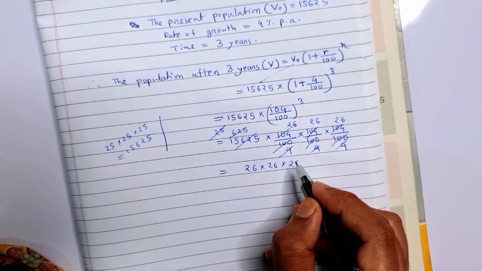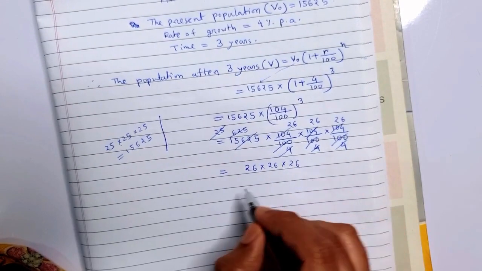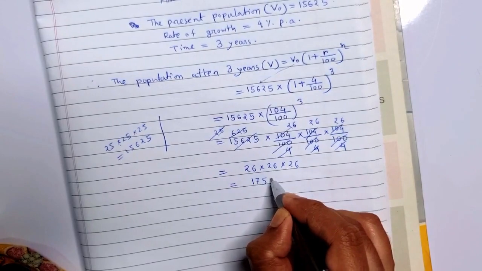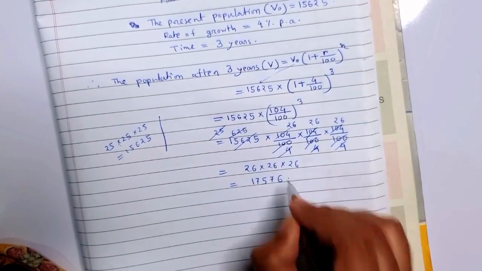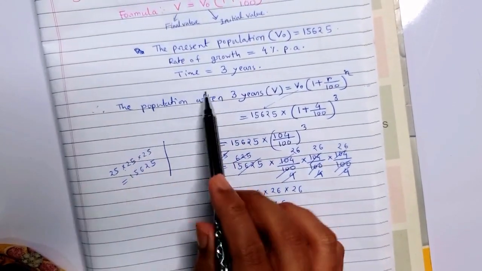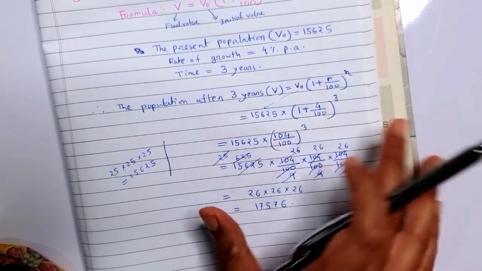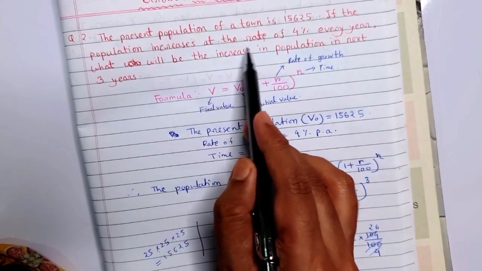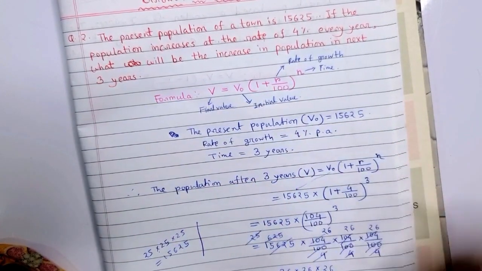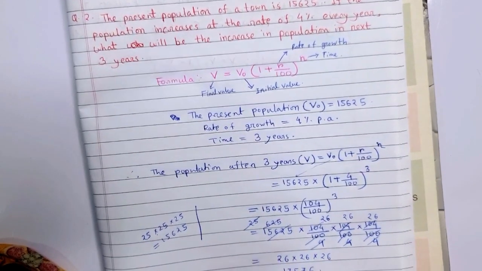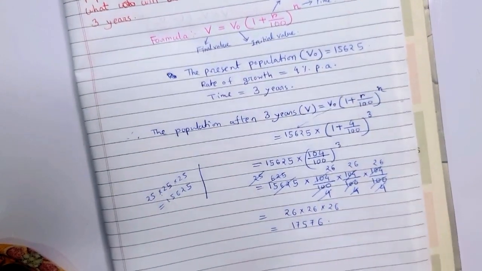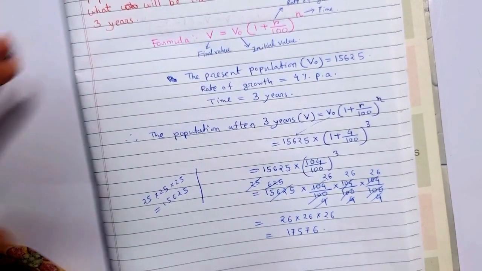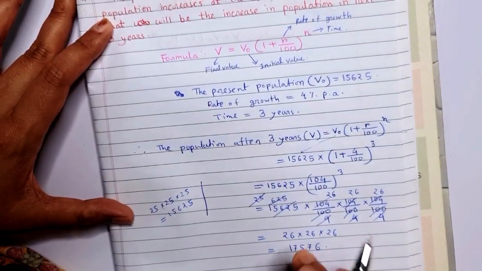Now what is the value of 26 cubed? Yes, some of you may have guessed it correctly. It is 17,576. This is the population after 3 years. Now remember, they did not ask for the population after 3 years. They are asking what will be the increase in population. That means how many people will increase, which means they are indirectly asking for the increment. And for this reason, you need to subtract this value from the initial value.